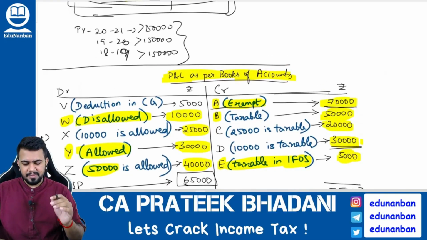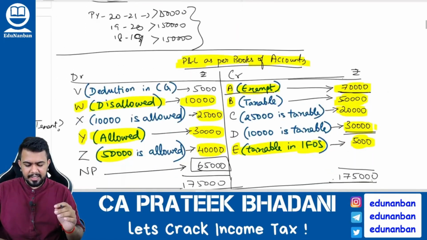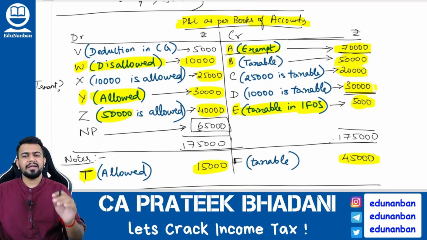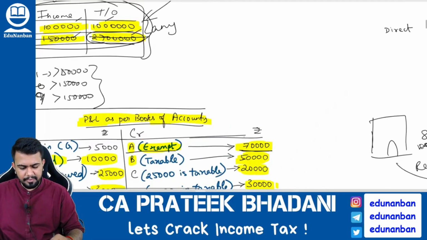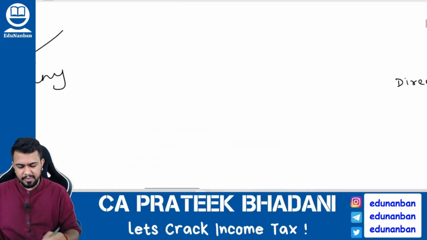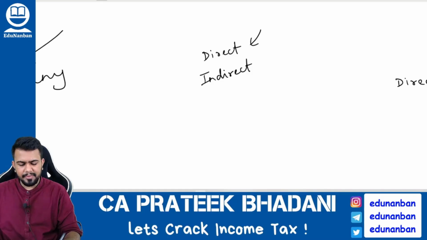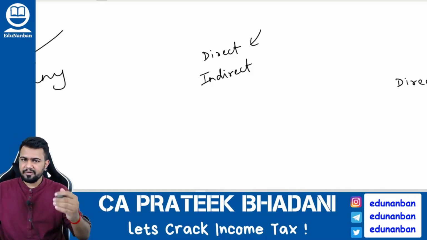In PGBP, certain incomes are allowed as deduction, certain incomes are not allowed as deduction. There are two main methods by which they can ask you a PGBP question. One is the direct method, and one is the indirect method. In the direct method, the question will give you a list of incomes and also a list of expenses.